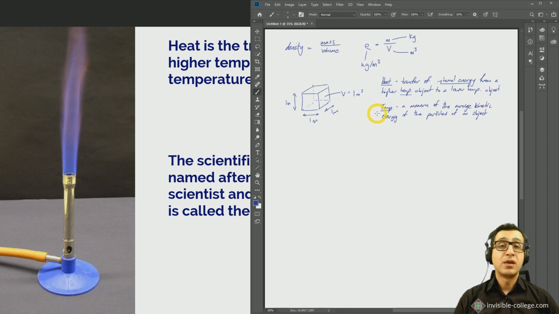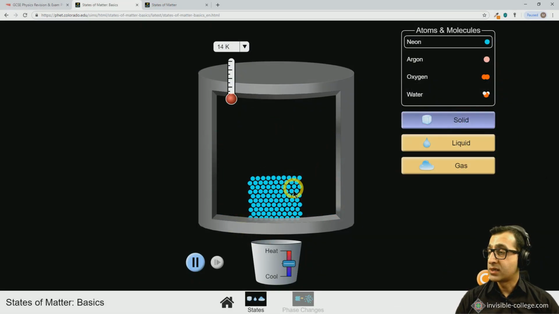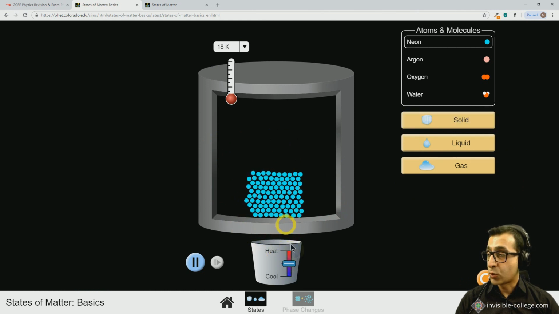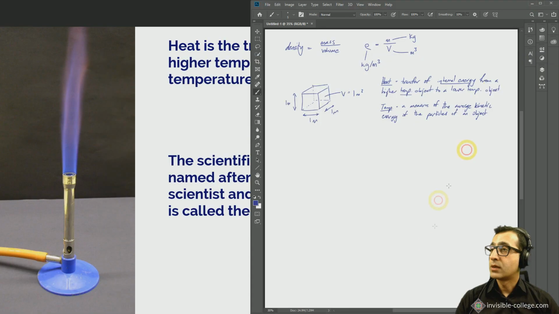The higher the temperature, the faster the particles are moving on average. The lower the temperature, the slower the particles are moving on average. And once again, we can see that in our simulation. If we have a solid, the particles are moving relatively slowly. You give them a bit more energy, they're moving a bit more quickly because they're at a higher temperature. So the higher the temperature, on average, the faster the particles tend to move.